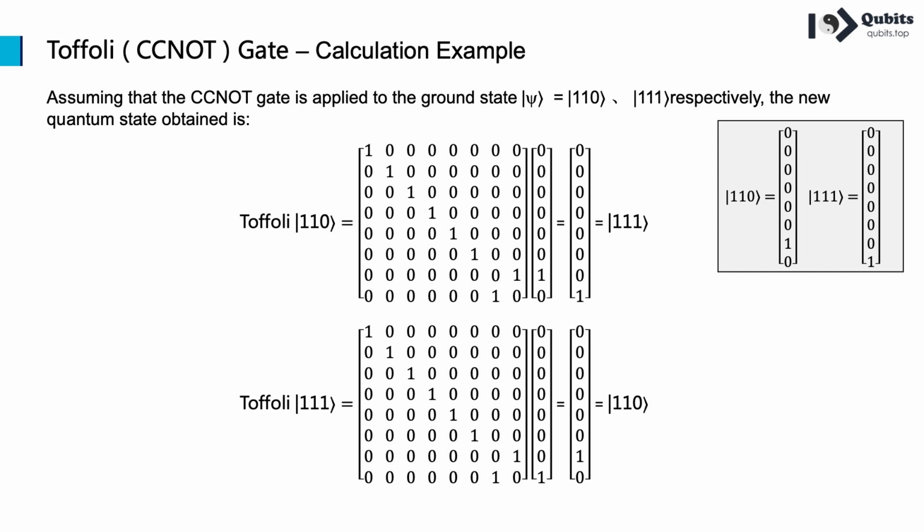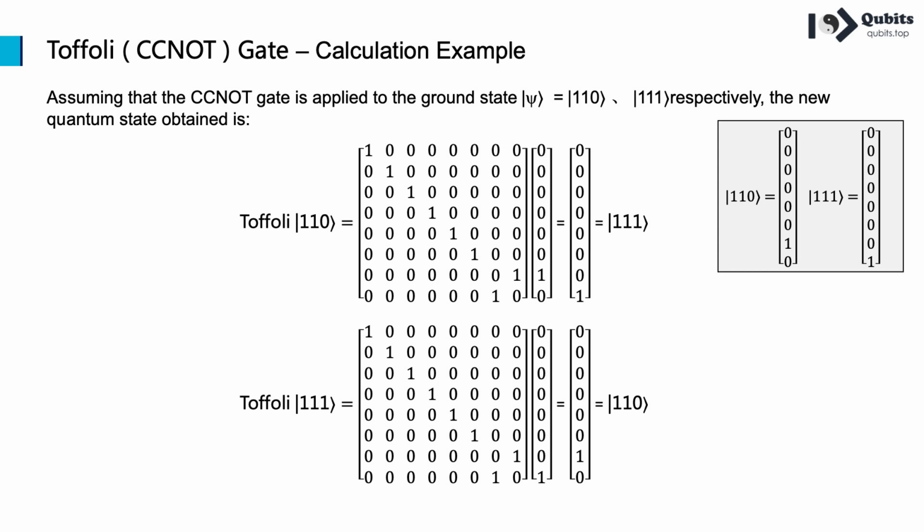In the calculation, we first apply the Toffoli gate to the ground state Ket110. Since the first 2 qubits are both in the state Ket1, the third qubit will be flipped, resulting in the new quantum state Ket111. Then, we apply the Toffoli gate to the ground state Ket111. Since the first 2 qubits are still both in the state Ket1, the third qubit will be flipped again, resulting in the new quantum state Ket110.